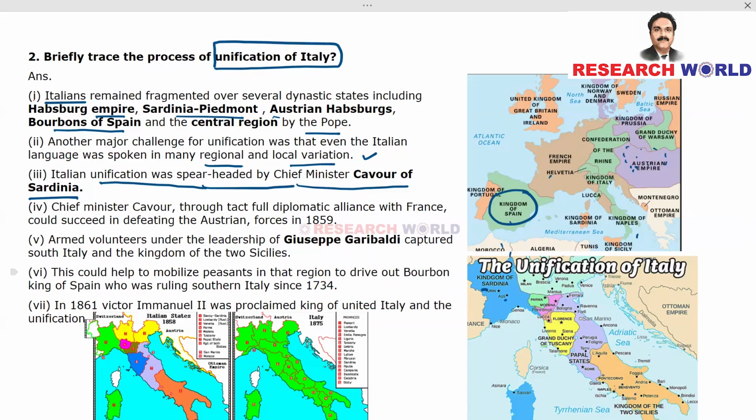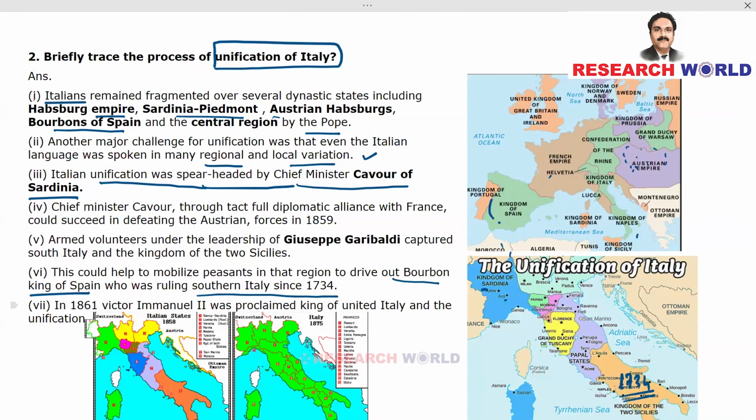This could help to mobilize peasants in that region to drive out the Bourbon King of Spain, who had been ruling southern Italy since 1734. The Kingdom of Two Sicilies was under the control of Bourbon kings, who were basically from Spain.